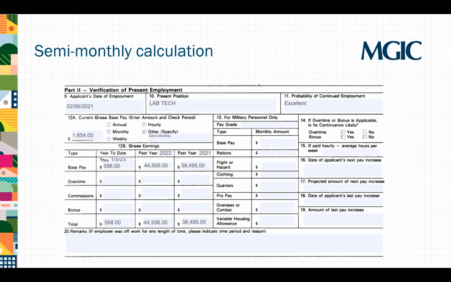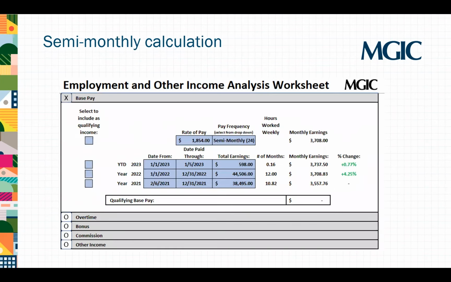Let's see what this looks like in the MGIC worksheet. Our worksheet has helped to calculate the monthly qualifying income for you. A review of the year-to-date average as well as the previous year's income shows that the calculated income has been supported by previous earning trends. Therefore, we would have no problem at all using the income as calculated at $3,708 per month.